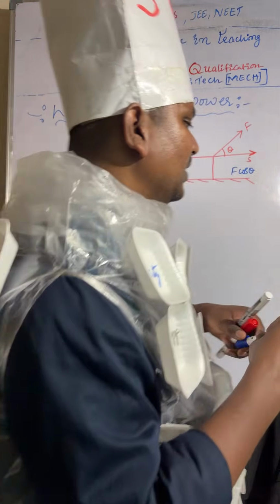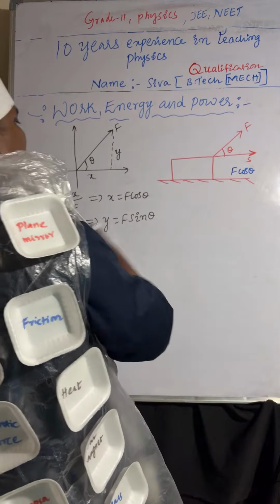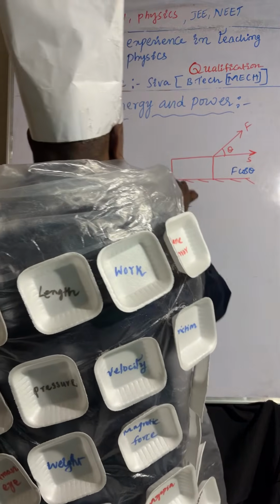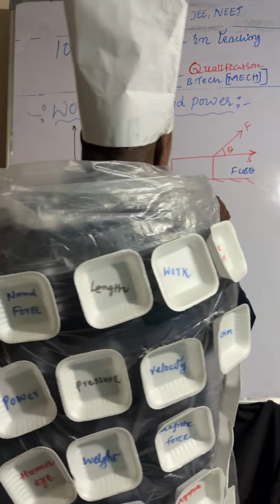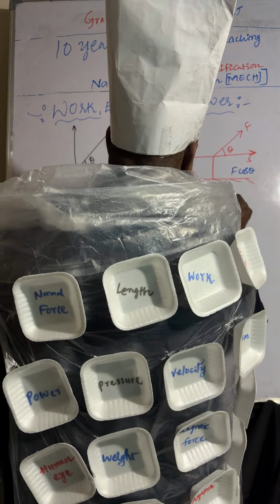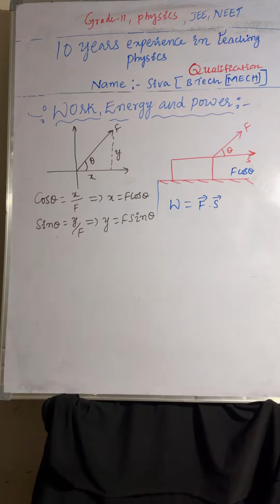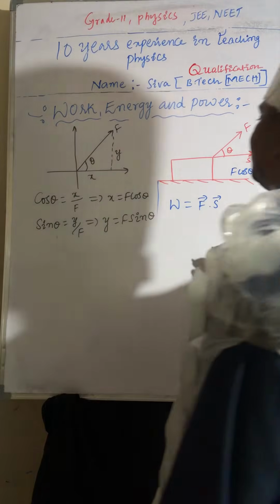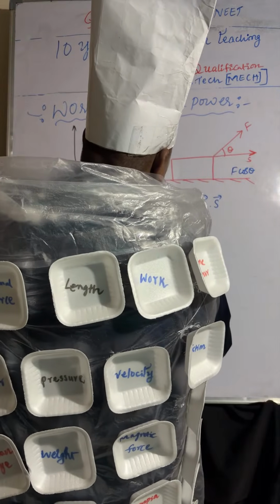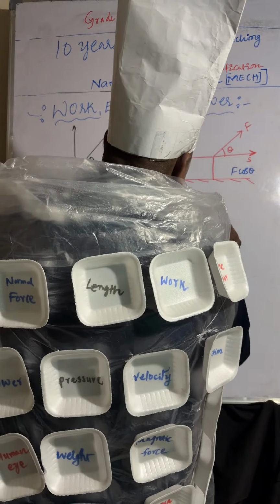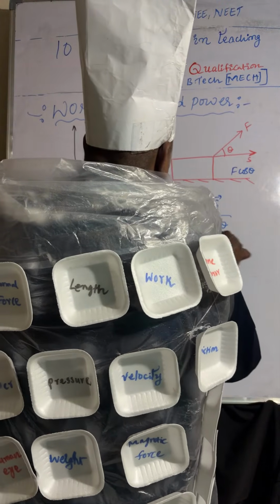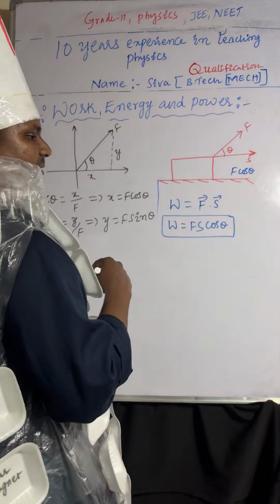Okay, now we can observe the force. Work done is equal to F bar dot S bar, in vector notation. So W equals F bar dot S bar. Now W equals F S cos theta. I hope it is very clear. W equals F S cos theta.